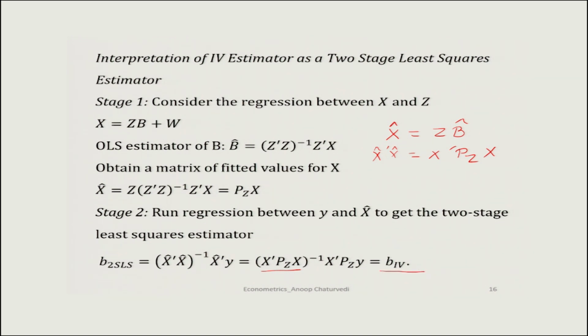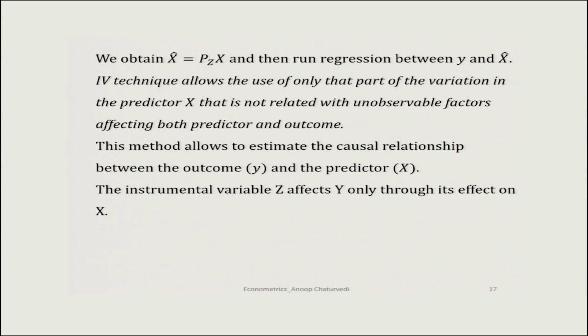So, this is another interpretation of the instrumental variable estimator as a two-stage least squares estimator. First, we run the regression between x and z, then we obtain the fitted value of x, and then we run the regression between y and the fitted value of x, and finally, we obtain a consistent estimator for beta. So, we have this step, we obtain x hat equal to P_z x, and then run regression between y and x hat. So, from this two-stage procedure, it becomes clear what this instrumental variable technique does.